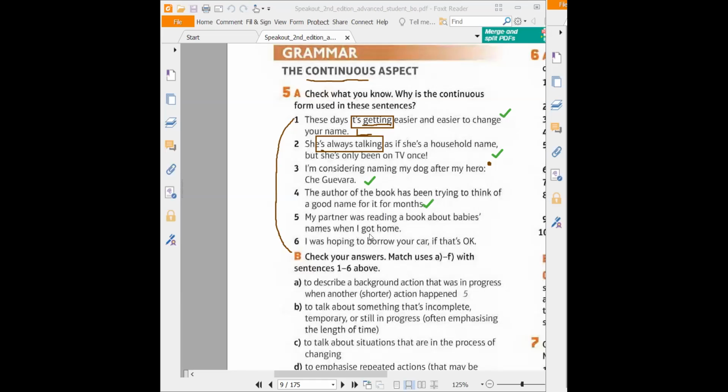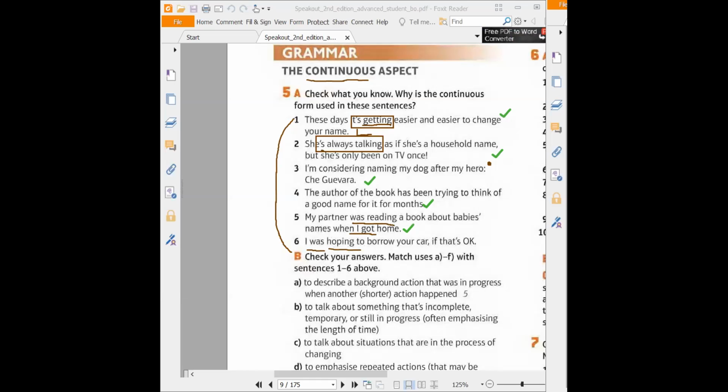My partner was reading a book about babies' names when I got home. So he was reading, this tense happened. This is what we call the past continuous, and we use it when some action is interrupted by another action. Was reading when I got home. I got home, he was doing some action, you know, in progress. I was hoping to borrow your car, if that's okay. Again, here with hoping, we use the past progressive.